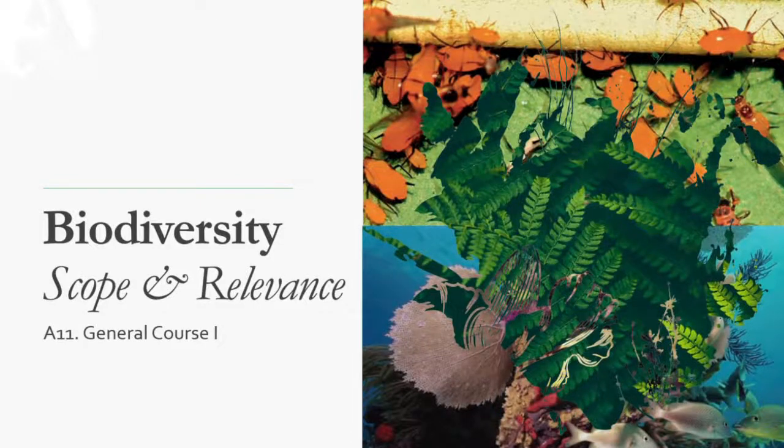Hi. Proper functioning of ecosystem is essential for sustenance of life on Earth. There is a relationship between biodiversity and ecosystem function. In this video, I am going to talk about various hypotheses which are trying to define the nature of relationship between biodiversity and ecosystem function.